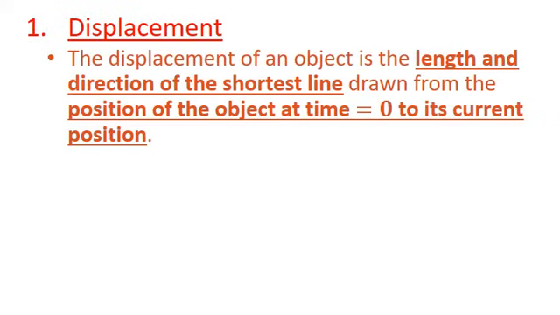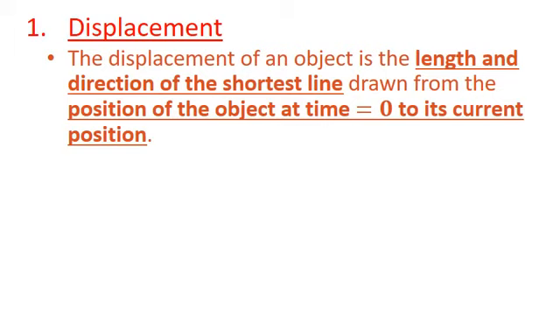Now, one of the important physical parameters when we are discussing the kinematics of a moving object is the displacement of an object. Displacement is a vector quantity, so you must have a magnitude and you must have a direction. By definition, the displacement of an object is the length and direction of the shortest line drawn from its initial position to its current position.